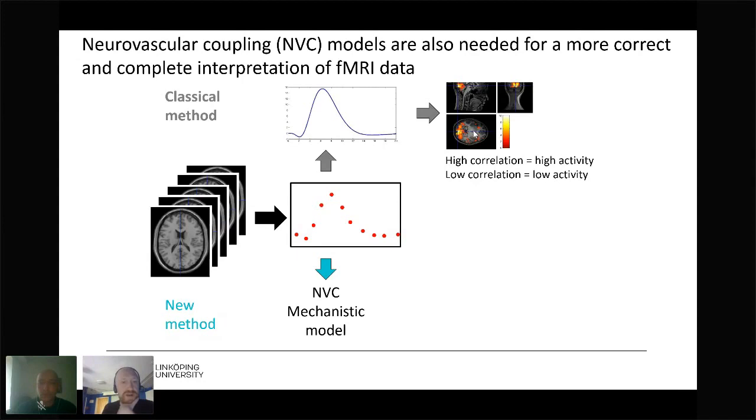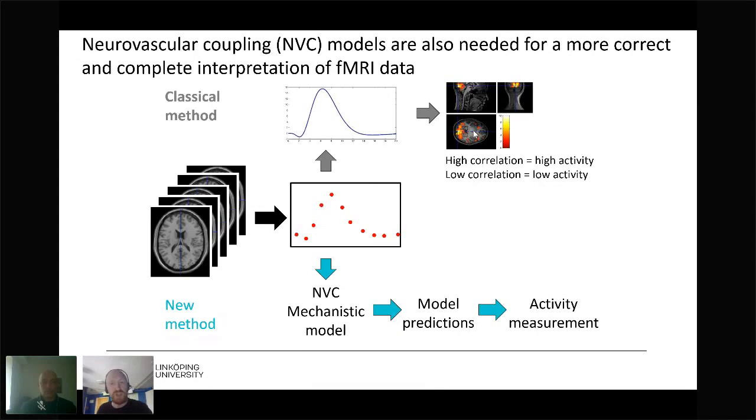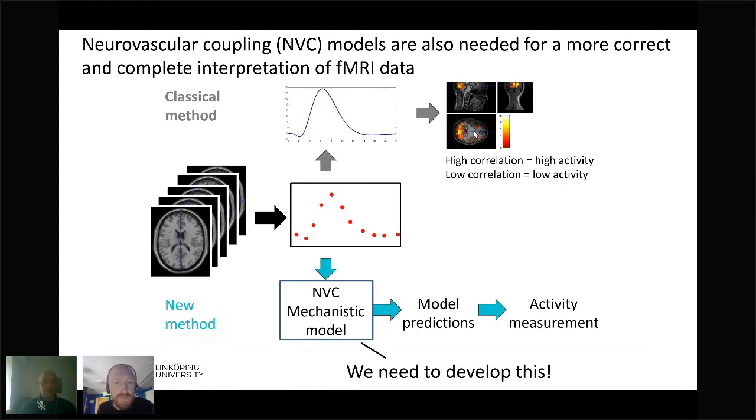What we propose here is to instead have a mechanistic model that describes the processes involved. And then by fitting the model to data for the BOLD response, but also to many other things, you can make predictions. And this can give you a much more nuanced and versatile and reliable activity measurement and also other things than activity. But to do this, we need to develop a reliable model for the neurovascular coupling. And this is what I will talk about today.